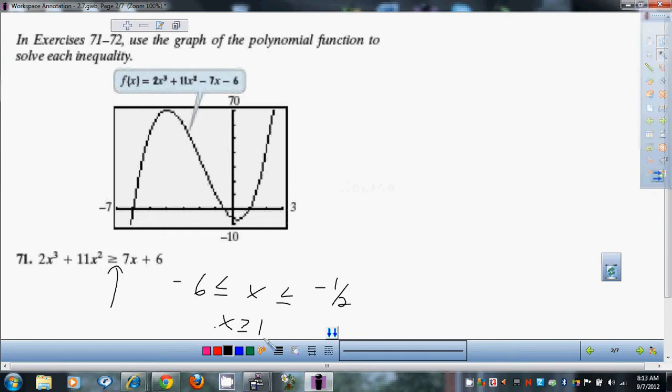And then, looks like from about 1 to infinity. So all x greater than 1. Now, if you want to answer it the way Joey's been saying it, that's fine too.